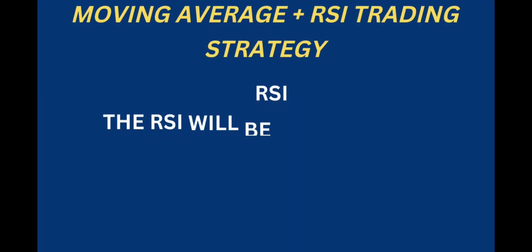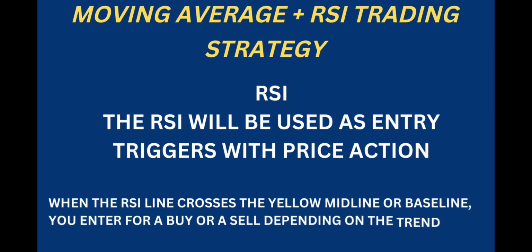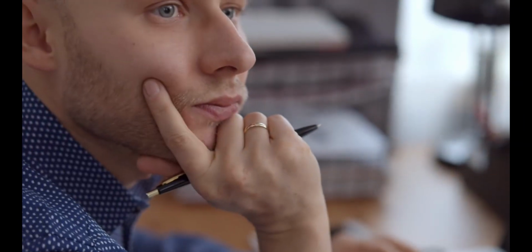The RSI. The RSI will be used as entry triggers with price action. When the RSI line crosses the yellow midline or baseline, you enter a buy or a sell depending on the trend. Let me show you an example so you can see what I'm talking about.